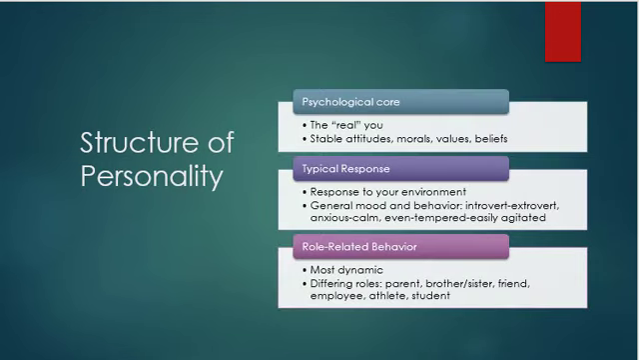Okay, so there's 3 basic layers to the structure of personality. We have our psychological core, our typical responses, and then our role-related behavior. So what is our psychological core? Well, those are the morals and the beliefs and the attitudes that have developed in us from the beginning of our time here on Earth. Now, these all deal with whether you were raised in a religious or non-religious home, a political, non-political home, what kind of core values did your parents raise you with? All those kind of things are what's built into us as our core personality. So that's our psychological core.